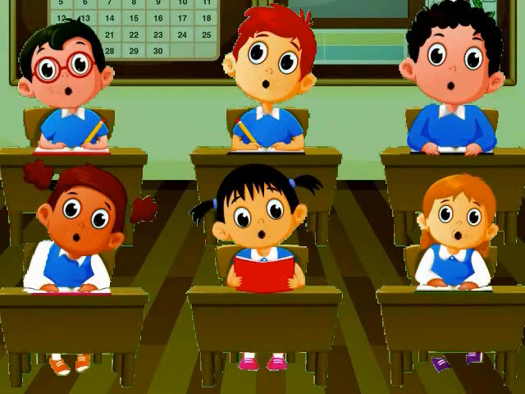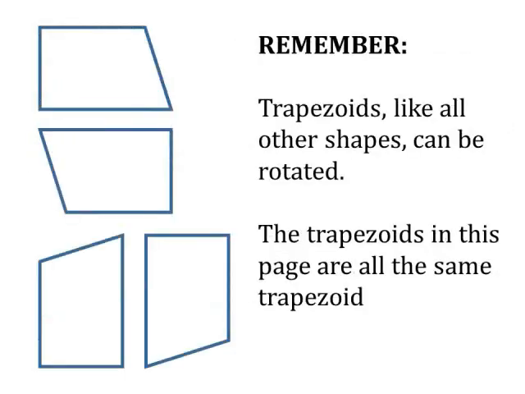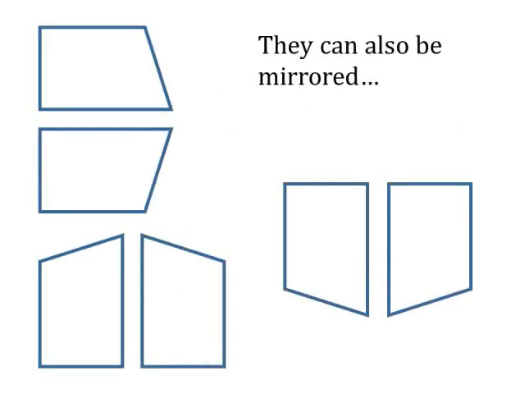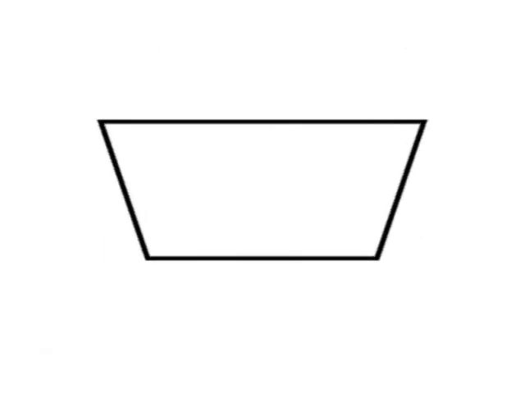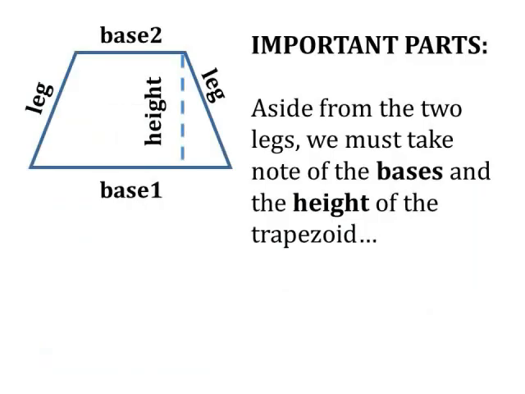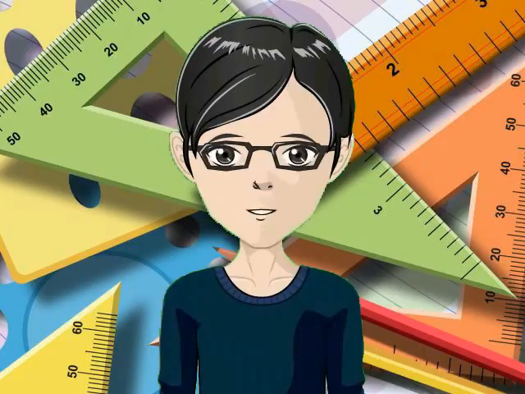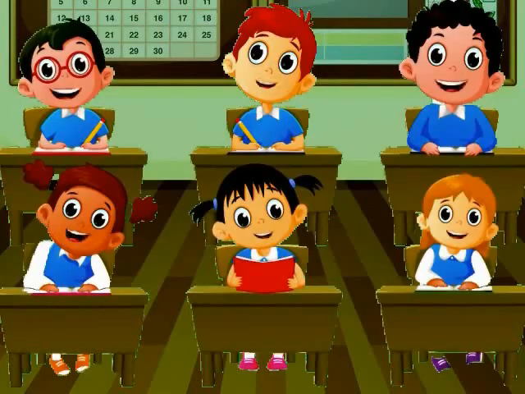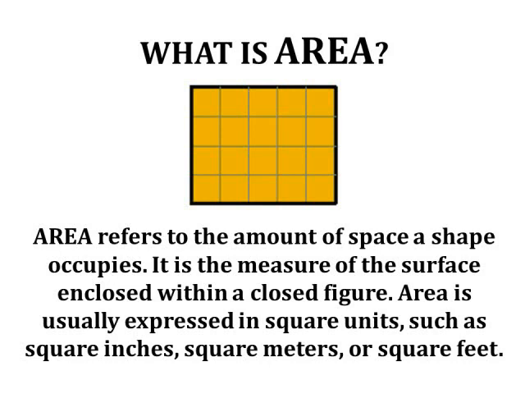Okay po. Again, remember, trapezoids like all other shapes can be rotated. These 4 trapezoids are one and the same. Isang trapezoid lang yan na pinaikot-ikot. And trapezoids like all other shapes can be mirrored. Pwede siyang baliktarin from left to right or vice versa. The important parts of a trapezoid are the bases, base 1 and base 2, and the height. Do you understand? Yes.